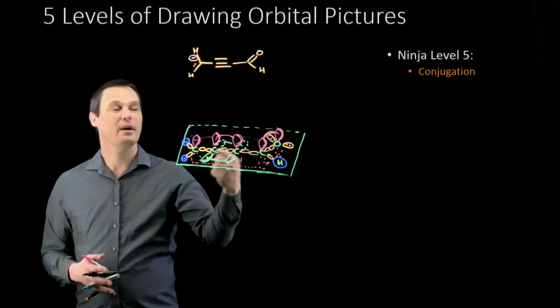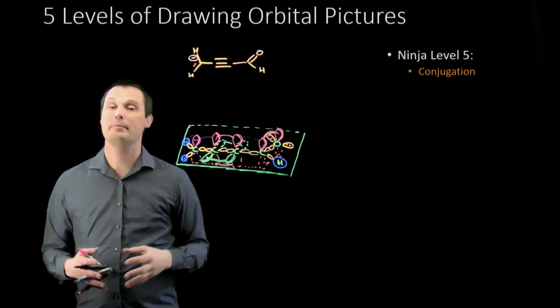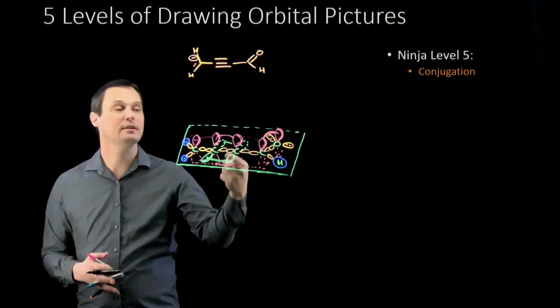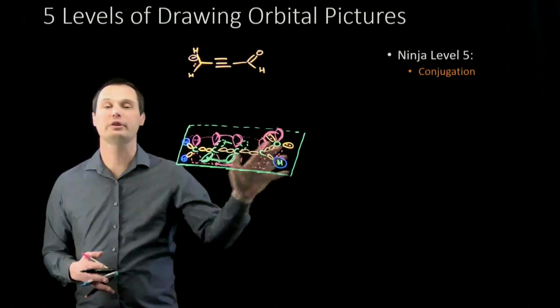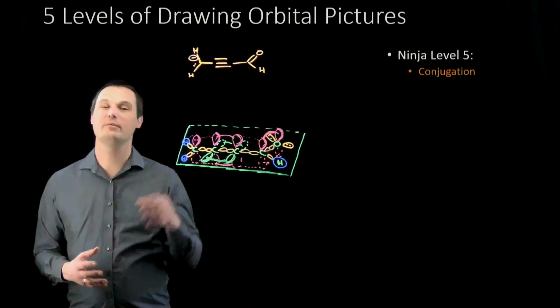Notice the other pi bond of the alkyne was not involved in this analysis. It is perpendicular to these red p orbitals. It is not parallel to those red p orbitals, and so the electrons in this other pi bond are not in conjugation, and they are not involved in resonance with this molecule. Thanks for joining me as we looked at 5 levels of orbital drawing pictures in organic chemistry.